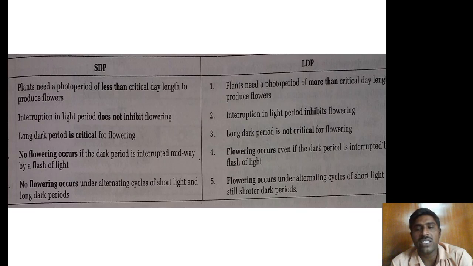Here flowering occurs if the dark period is interrupted with a flash of light. Here no flowering occurs under alternating cycles of short light and long dark periods. Next, here flowering occurs under alternating cycles of short light and still shorter dark periods. This is the comparison of STPs and LDPs.